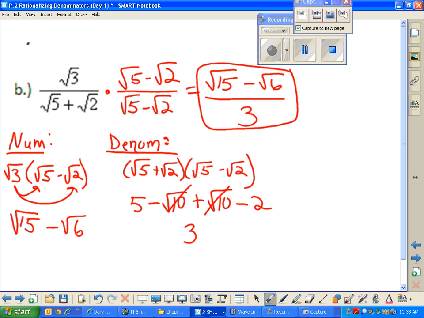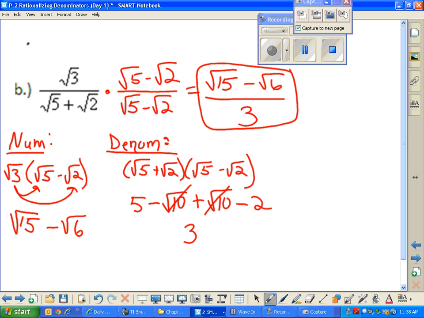Something has to cancel, right? Those radicals have to go away. Now, is it always those two in the middle? Depends on the order, the way the denominators are written. If the radicals don't go away, that's when you know you have a problem. So just make sure those go away.